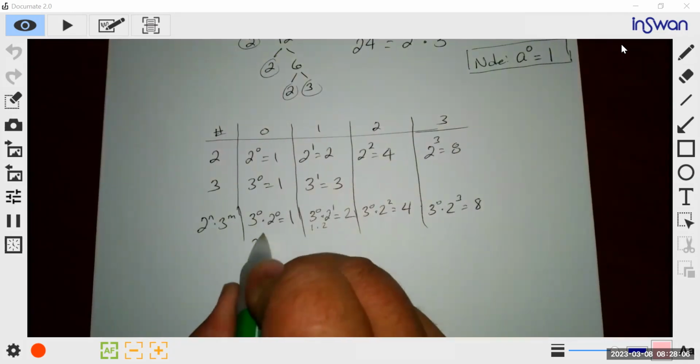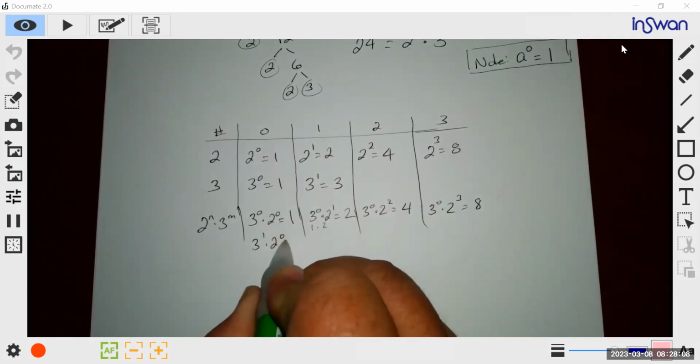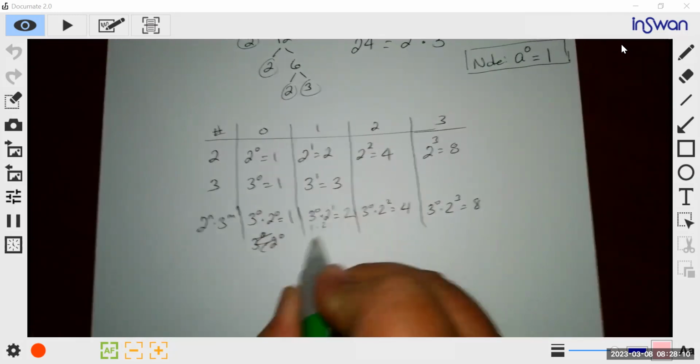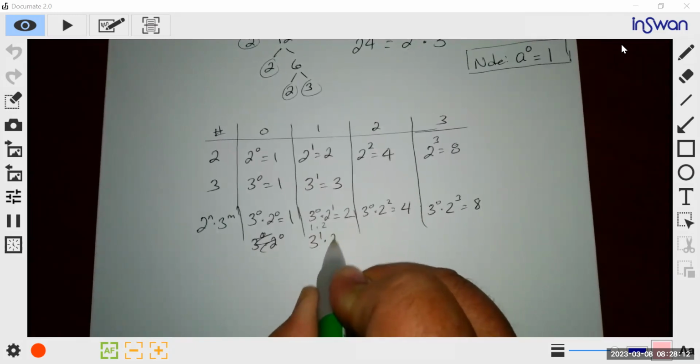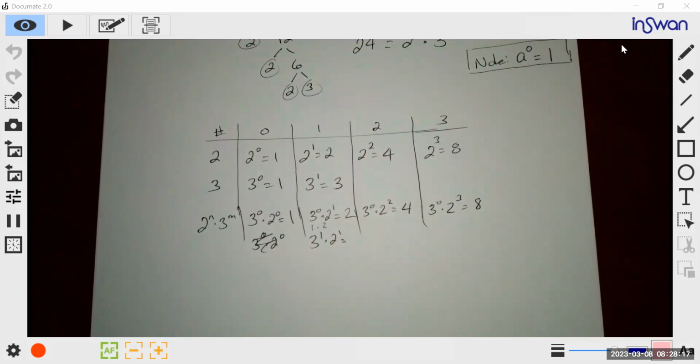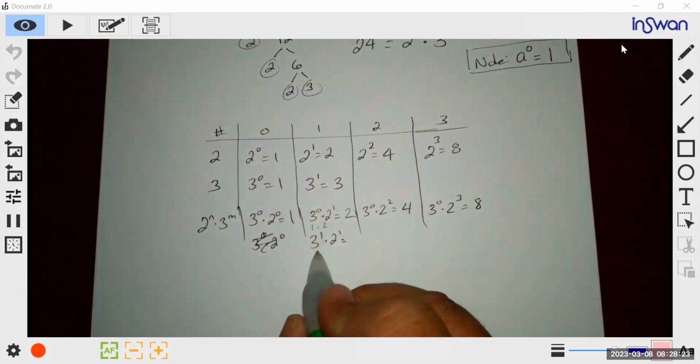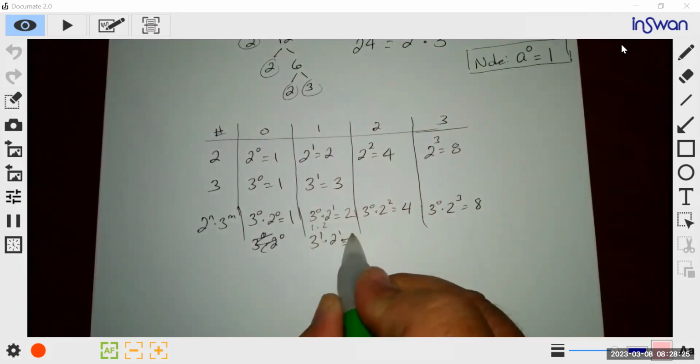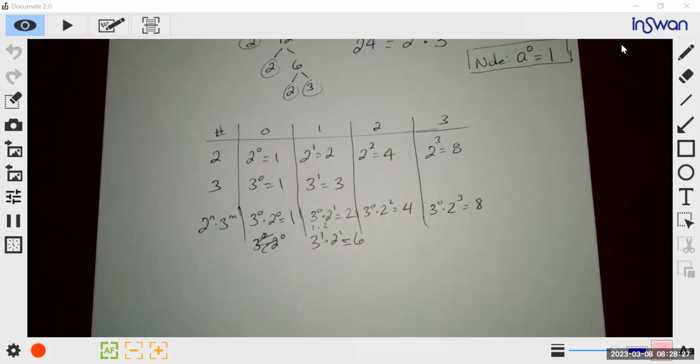How about 3 to the 1 power? 3, we did that. So 3 to the first times 2 to the first is what? Because we have 3 to the 0, 2 to 0 already. So 3 to the first is 3, 2 to the first is 2, so that equals 6.